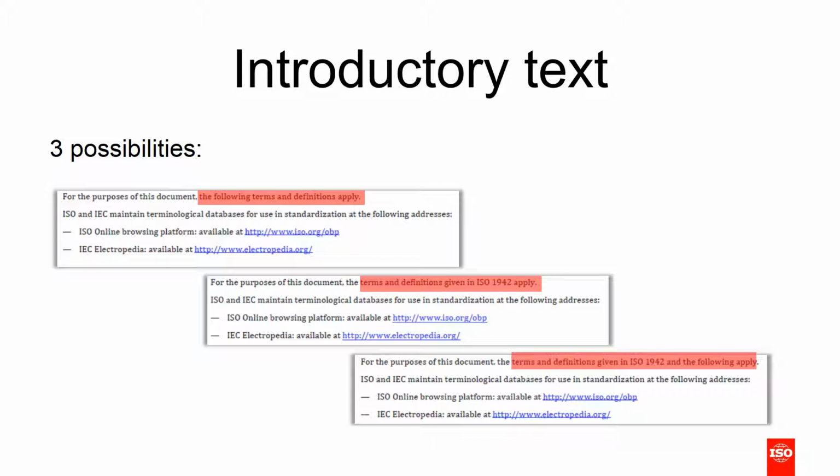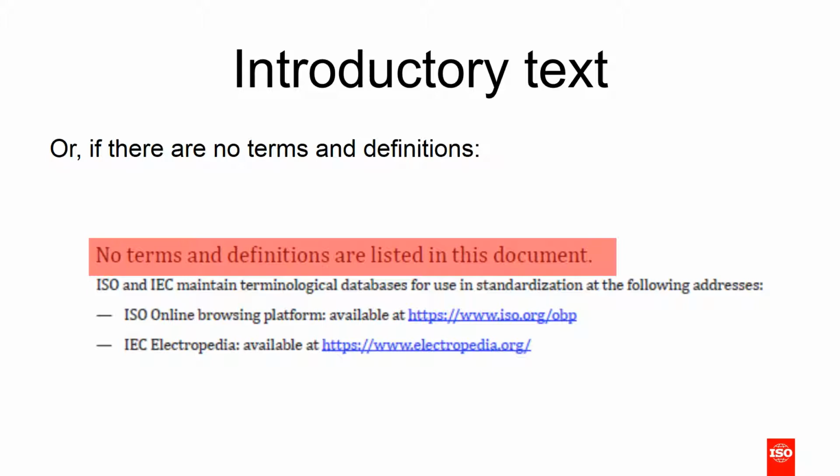Alternatively, if there are no terms and definitions in your document, and it's not necessary to refer the user to other terms in another document, you simply say, no terms and definitions are listed in this document, but you still retain the text about the terminological databases. This is for the user's convenience.